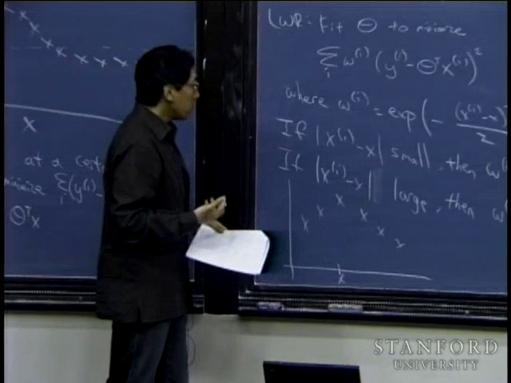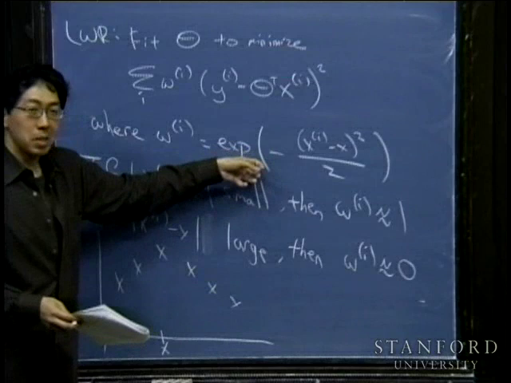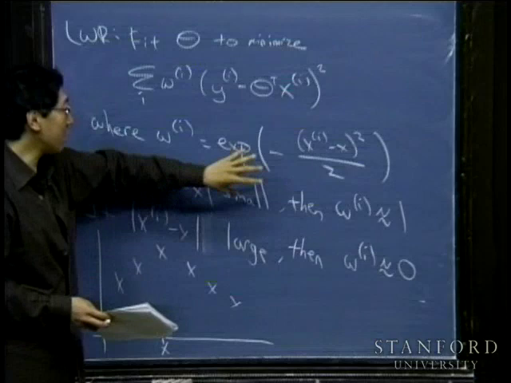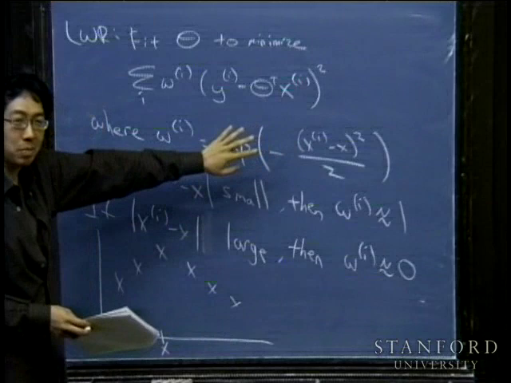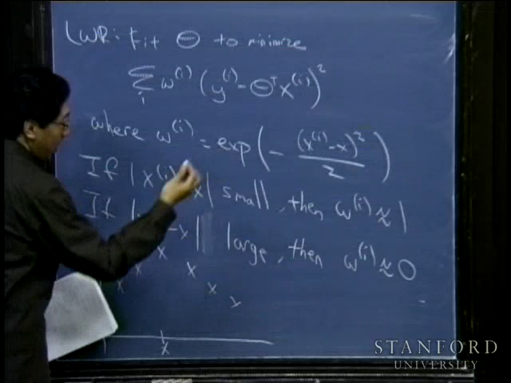For those of you that are familiar with the normal distribution or the Gaussian distribution, this formula that I've written out here cosmetically looks a bit like a Gaussian distribution, okay? But this actually has absolutely nothing to do with Gaussian distributions. It's not that, you know, probably if xi is Gaussian or whatever. There is no such interpretation. This is just a convenient function that happens to be a bell-shaped function, and I don't endow this with any Gaussian semantics. Okay.